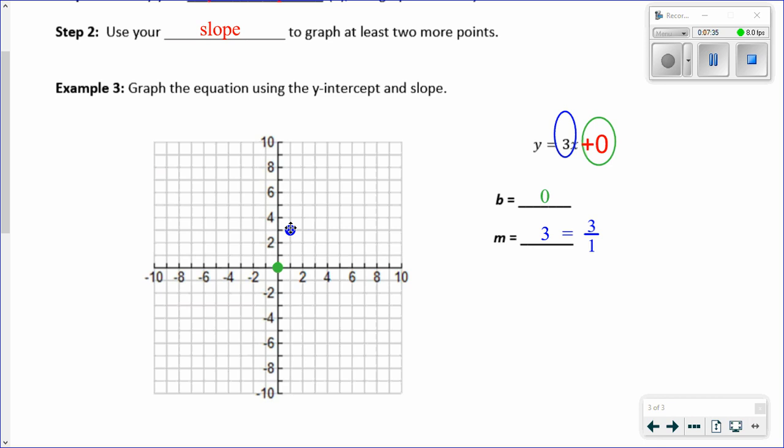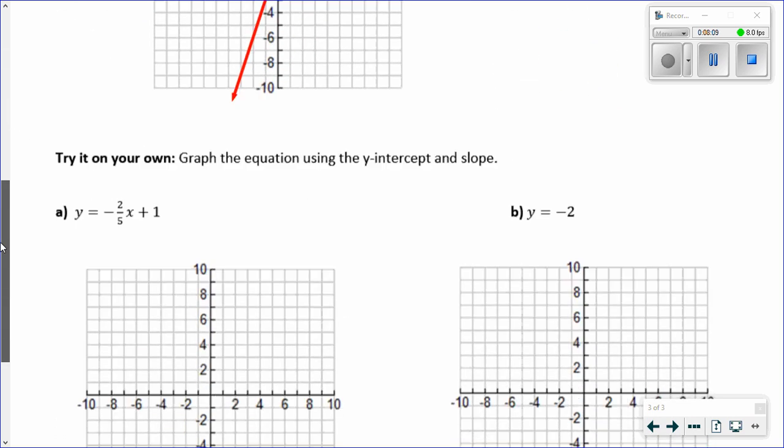And now from that point, I can do the same thing. I can go up 3 units, 1, 2, 3, and to the right 1 to get my next point. Okay, again, I can go 1, 2, 3, and to the right to get my next point. Okay, now that I have all those points, I can go ahead and graph my line. And that's all it is. Once you found your slope and your y-intercept, you can go ahead and plot them, and then you don't have to worry about creating that table.